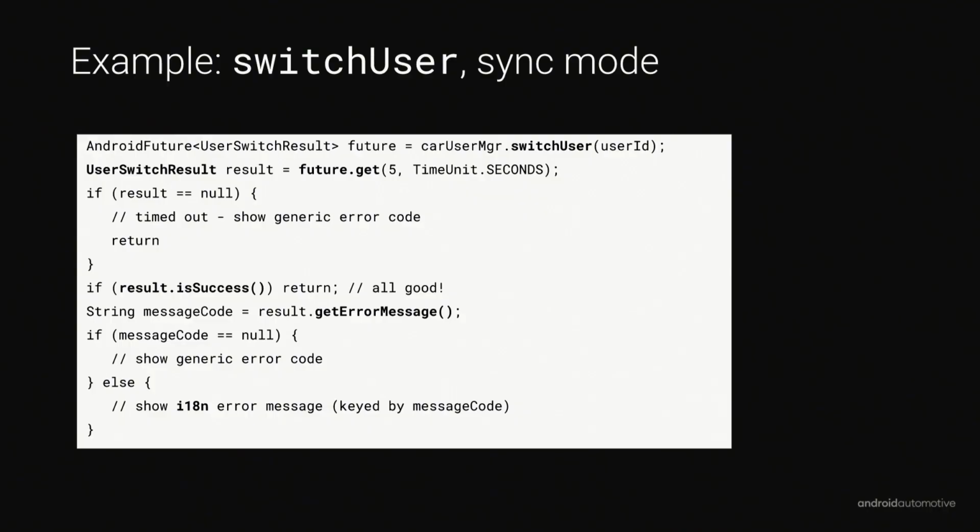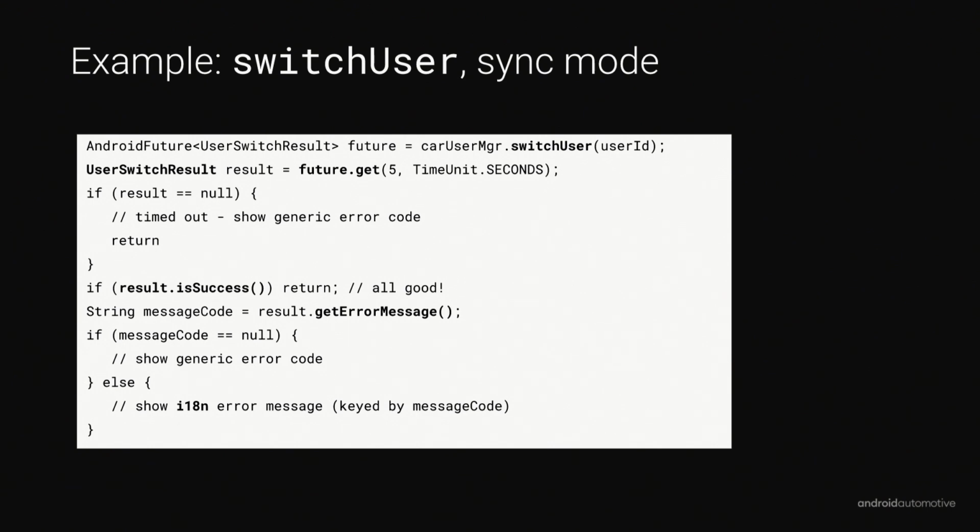Let's say you just want to show a pop-up when the result comes. You can use the on completed callback to use the async mode. Let's take a look at an example of how to do that using the sync mode. So I'm going to call car user manager switch user, and I will get a future. And I'm going to call future.get, which will block until the result is available.